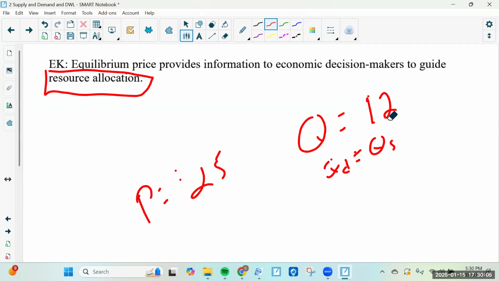And you're like, but wouldn't they rather sell more? Of course they'd rather sell more, but not at that price of $25.